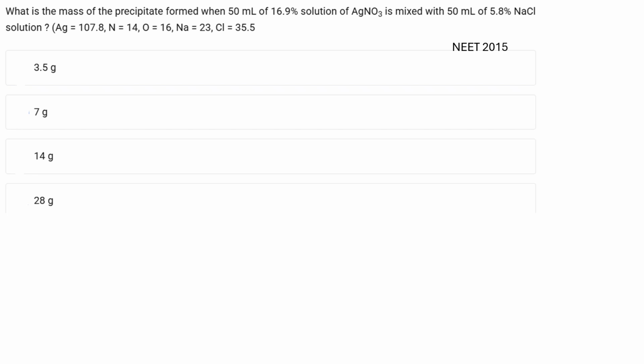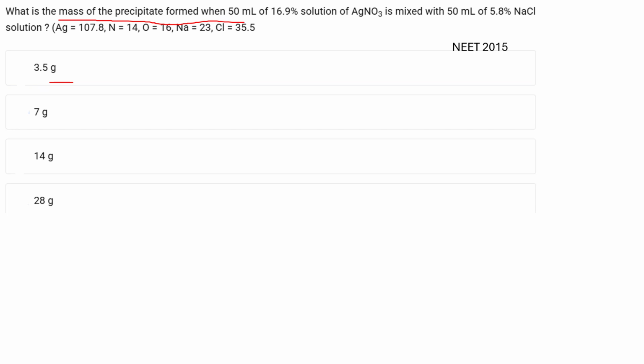Let's solve. How to solve this? They are asking the mass. Mass means in grams. We can find it in grams, or we can find it in moles, then convert the moles into grams. Anyway, we can do either. First of all, what is a 16.9% solution? Then 5.8% solution, then 50 ml. The answer is in grams. Either we can solve by the gram way or the moles way. First of all, we need to convert the ml into grams.